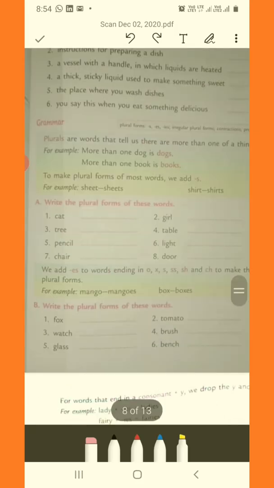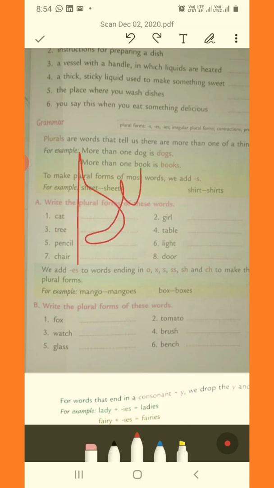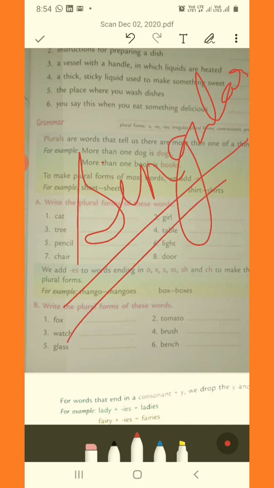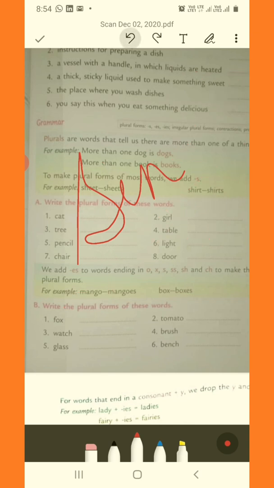Now let's move on to the grammar section here. What does it say? Plural and singular, I've already explained to you. Anything which is single or one in number is called singular. Clear? For example, finger, chocolate, book, pen, pencil, potato, tomato. Clear? Anything which is just single or one in number is called singular.